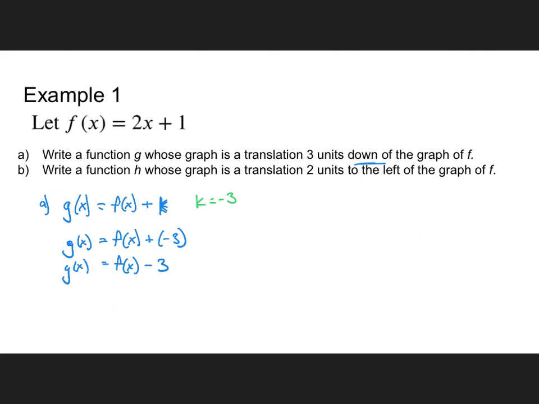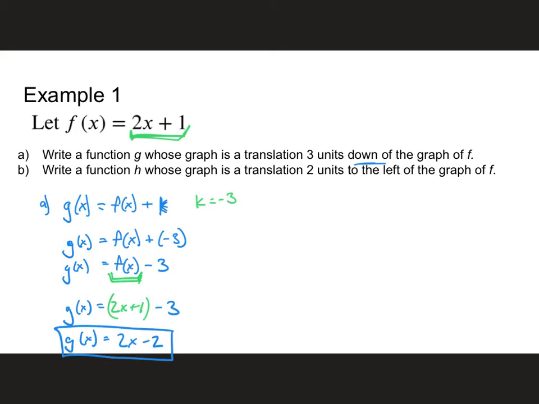Now, here's the thing. You have to remember this is function notation, right? So I'm going to replace f of x with what f of x is equal to, and that's this equation up here, 2x plus 1. So g of x equals 2x plus 1 minus 3. And now I just combine my like terms and rewrite this as 2x, plus 1 minus 3 is minus 2. And this is my new function, g of x.